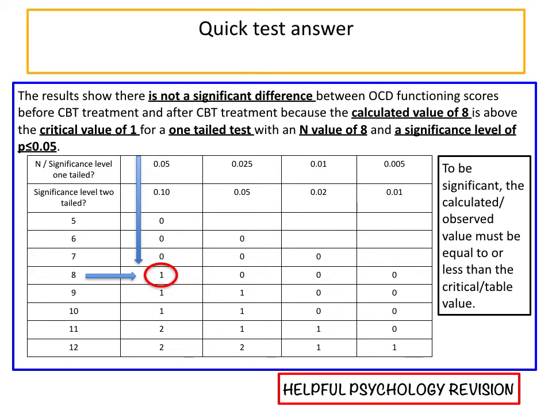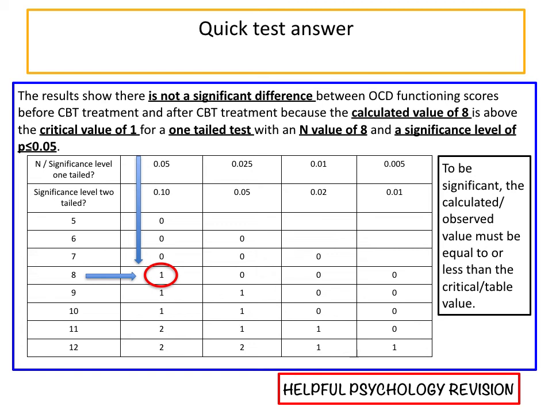Because it is a one-tailed test and the significance level chosen is 0.05, I have gone from the 0.05 for the one-tailed test on the top row of the critical values table. We've previously calculated the n value as being 8, and so you'll notice the other arrow goes from the n value of 8 across. You join those two up and you get to a critical value of 1.